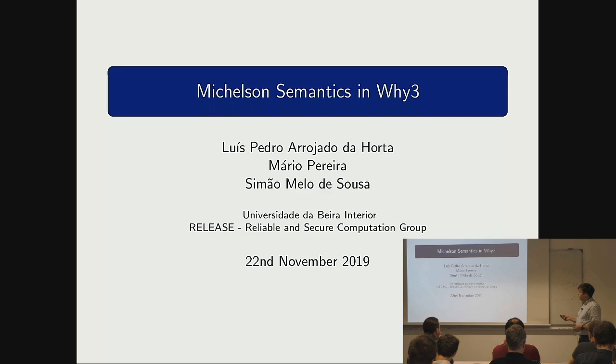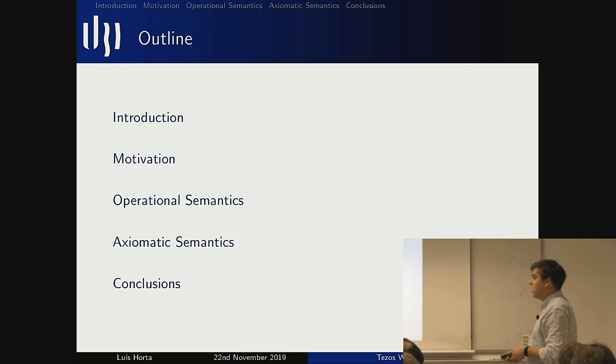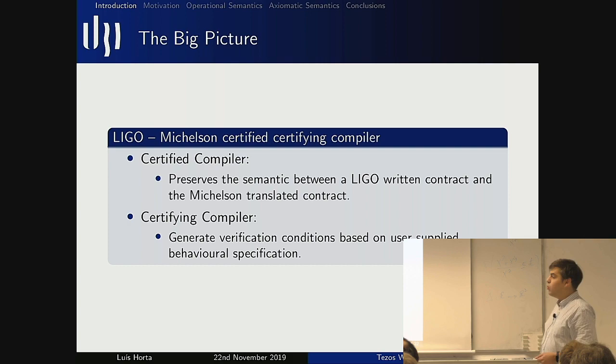In this presentation, I'm going to give you a little bit of an unusual introduction, because we're going to start with the big picture. Then we're going to talk about the motivation that led us to pursue these goals. Then we're going to show you what we've actually done so far, and then we'll finish with some conclusions. So what's the big picture? What are we aiming for?